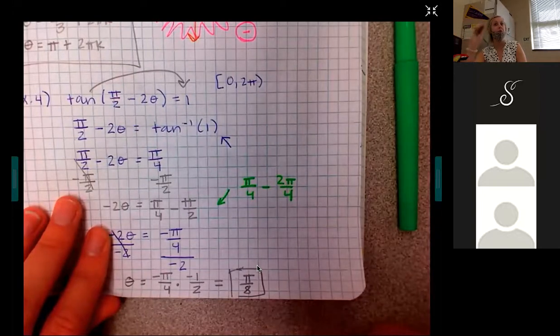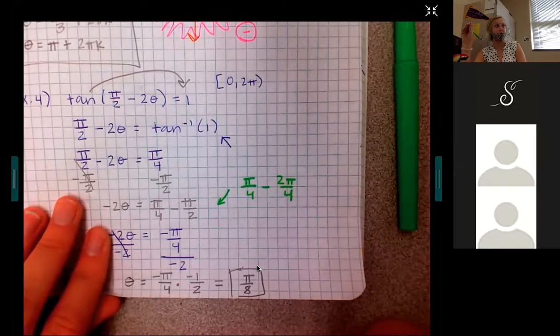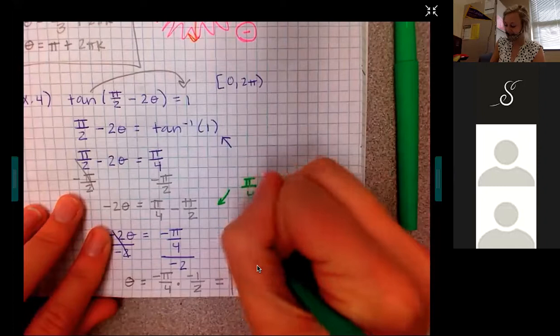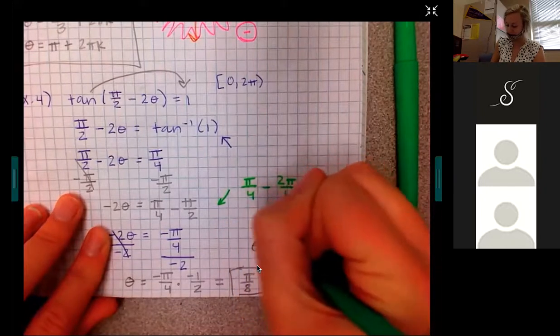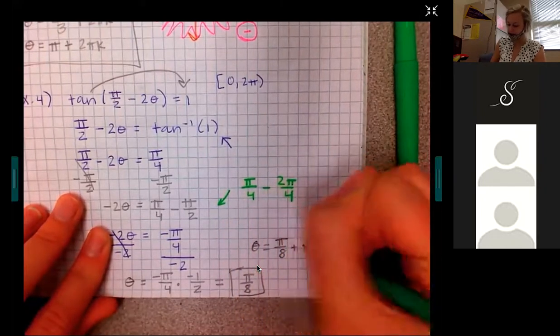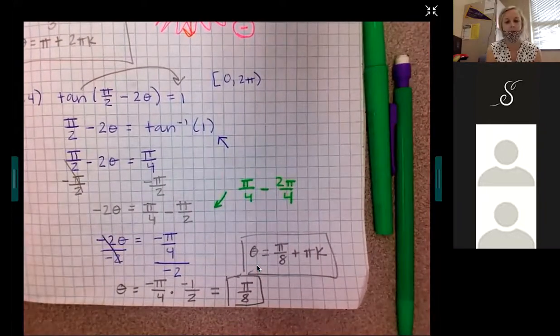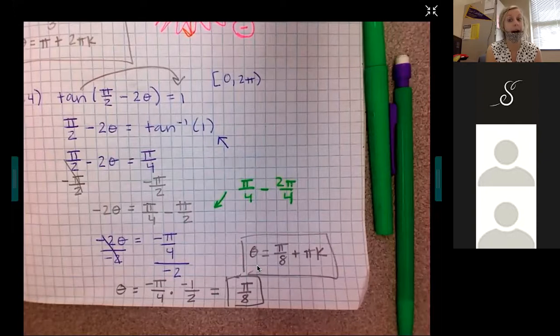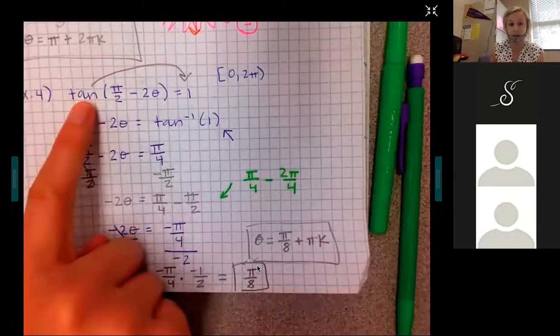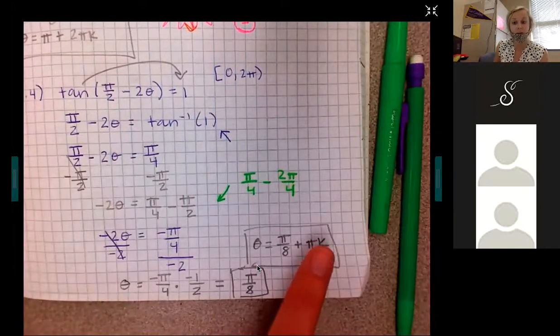What's the general form solution? Good, Maddox. People at home, y'all can unmute and get extra credit too. Can you give me a point? Pi over 8 plus pi k, because what was the original function? Tangent, which has a period of pi.